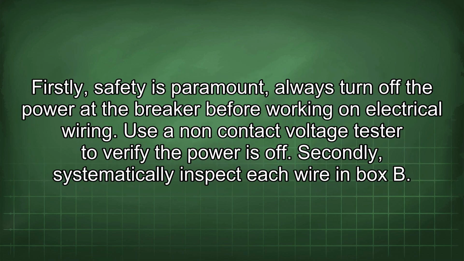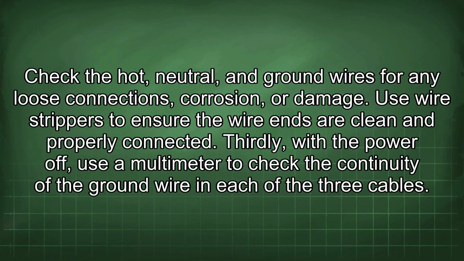Firstly, safety is paramount. Always turn off the power at the breaker before working on electrical wiring. Use a non-contact voltage tester to verify the power is off. Secondly, systematically inspect each wire in box B. Check the hot, neutral, and ground wires for any loose connections, corrosion, or damage. Use wire strippers to ensure the wire ends are clean and properly connected.